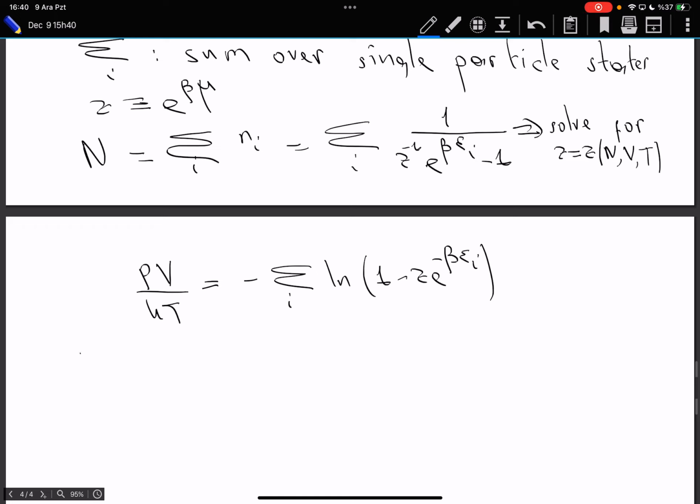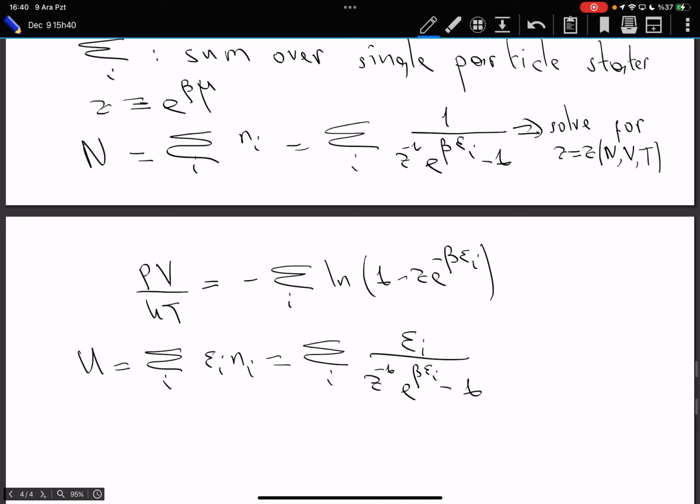Well, if you want to calculate the energy, this will be the sum over i of epsilon_i N_i, that is, the sum over i of epsilon_i over (Z inverse e to the power beta epsilon_i minus 1). Put it over here, you get the internal energy in terms of N, V, and T. Once you have the internal energy, take the derivative with respect to temperature, you get the specific heat, the heat capacity at constant volume, and you can just calculate whatever you want. So the most difficult part will be how can we determine Z as a function of N, V, and T.